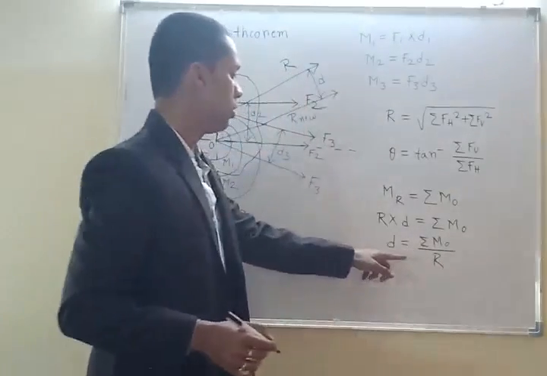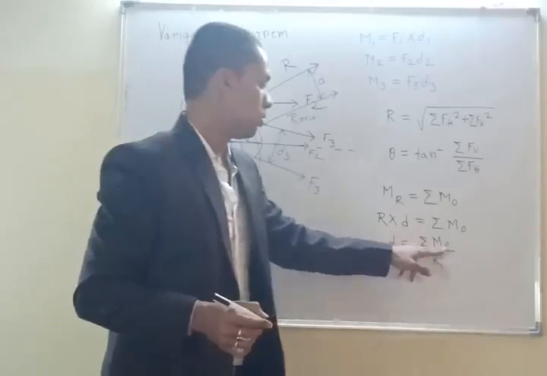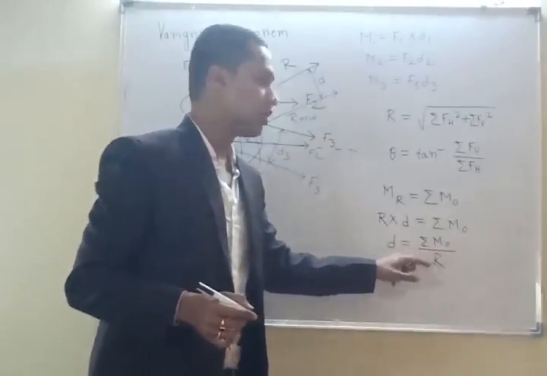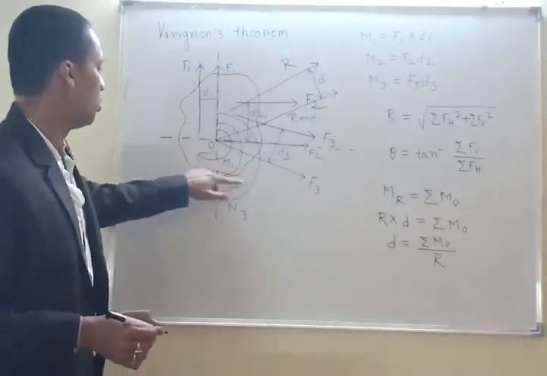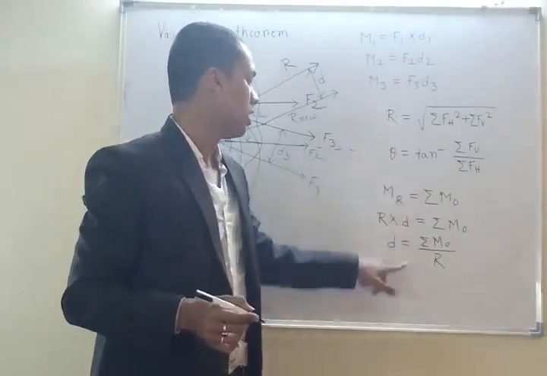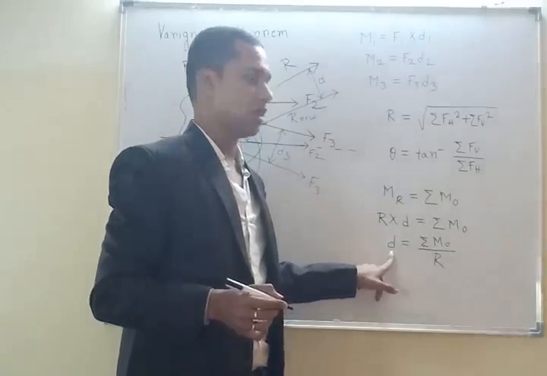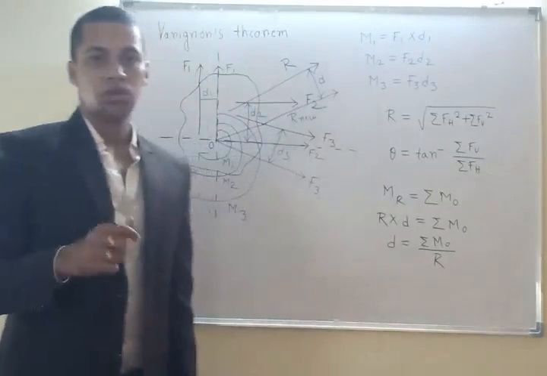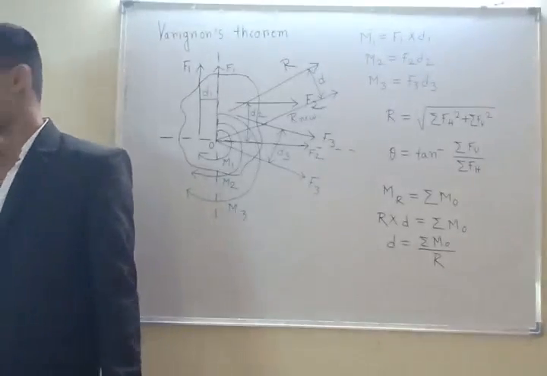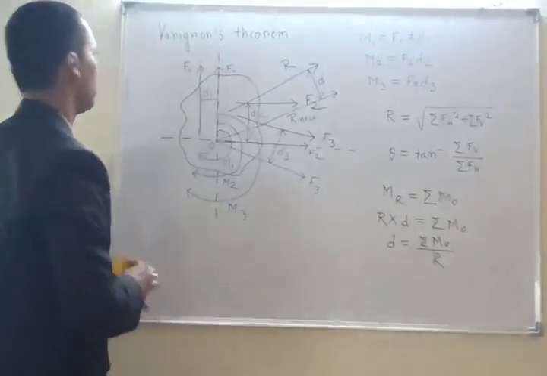We have found M0. M0 is the moment of all the forces about O, that is M1, M2, M3, the summation of these three, and we have also found the resultant R. Now we can find the distance D of the resultant. How? With one question we can solve it and see. I think you understood this one, and if you don't, then no problem. Actually, with one question you can understand.